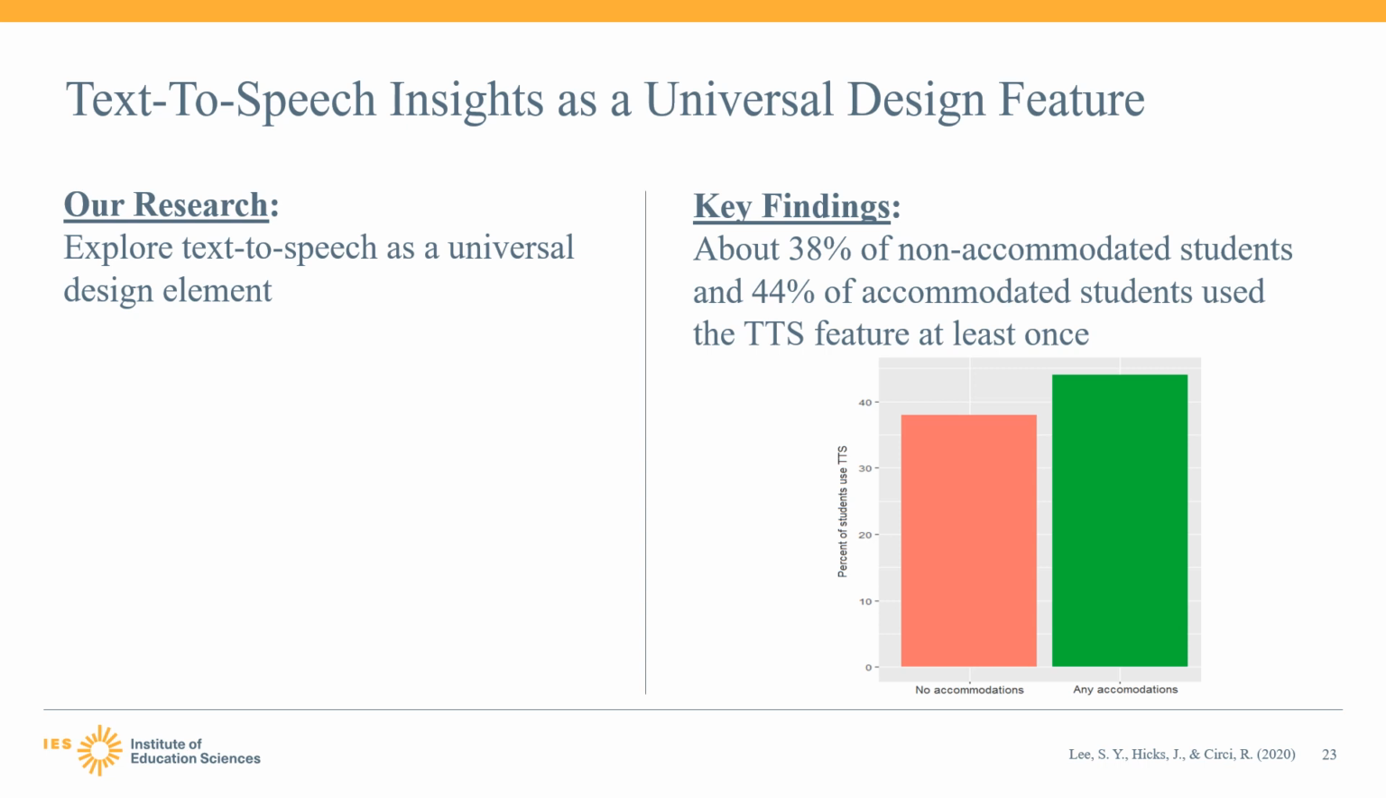Another insight that process data brings is in exploring the use of assessment features. Before currently designed assessments, features like text-to-speech were only reserved for certain students. Now, text-to-speech is a universal design feature, that is, available for all students to use. Process data can show which students are using assessment features and whether students would have traditionally had access to it, such as accommodated students, or not, such as non-accommodated students, use it. The graph shows about 38% of the non-accommodated students and 44% of the accommodated students use the text-to-speech feature at least once.